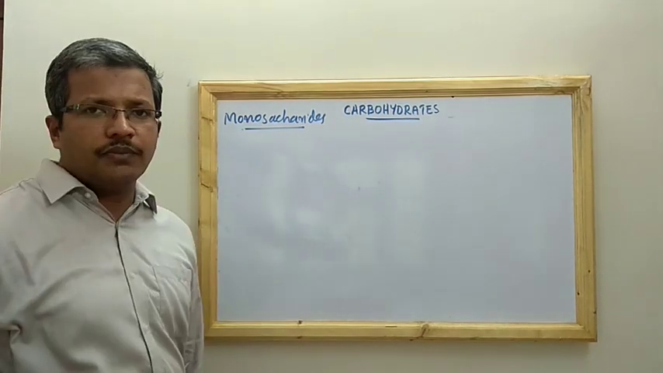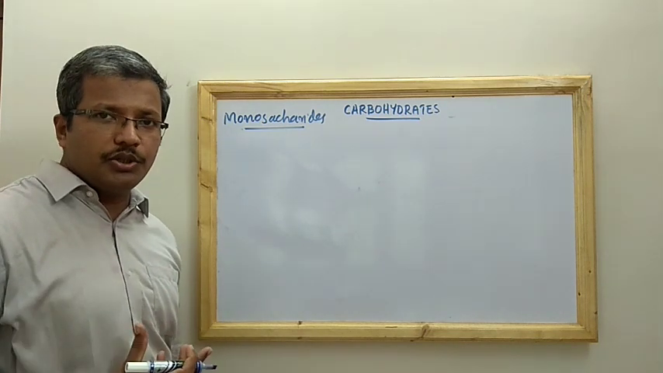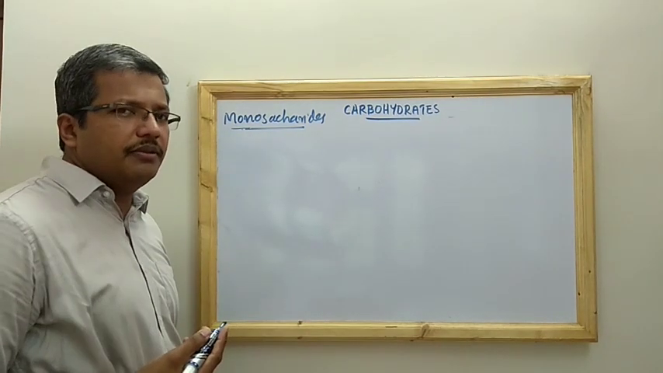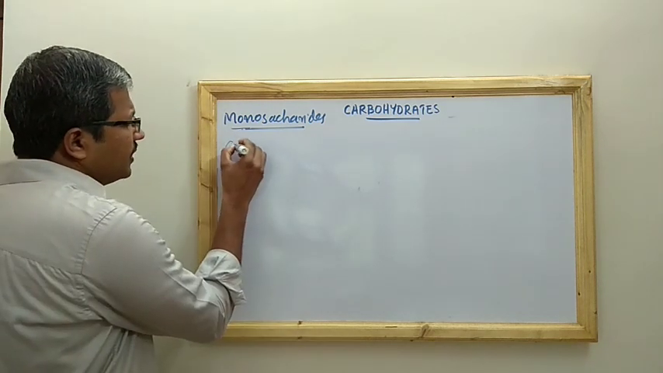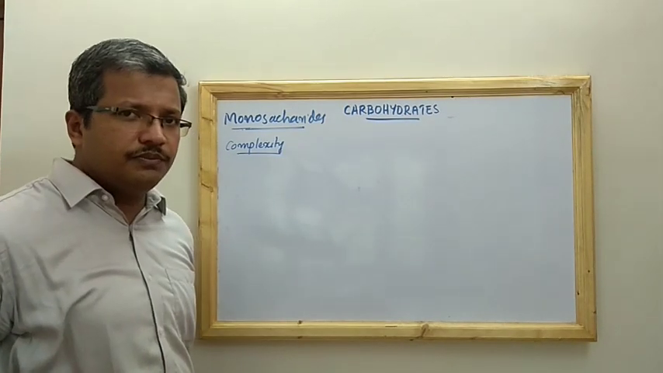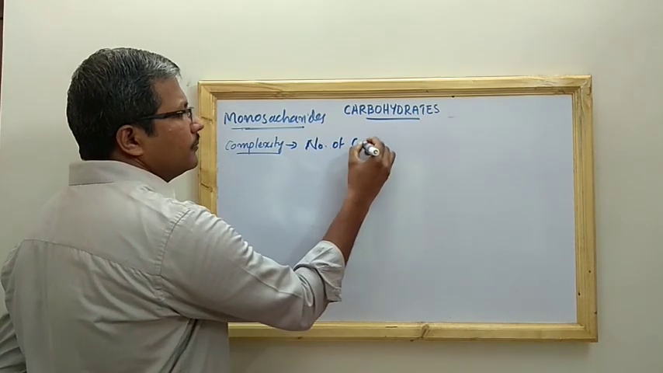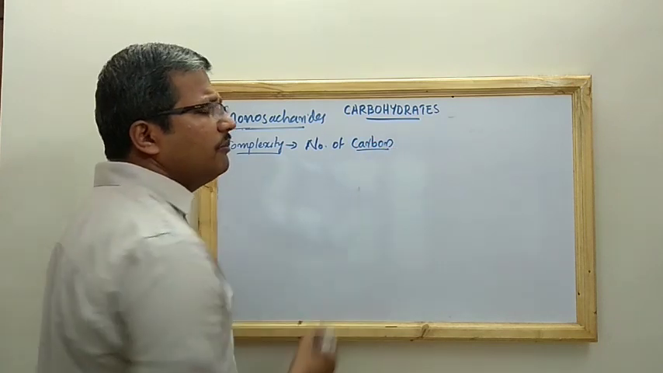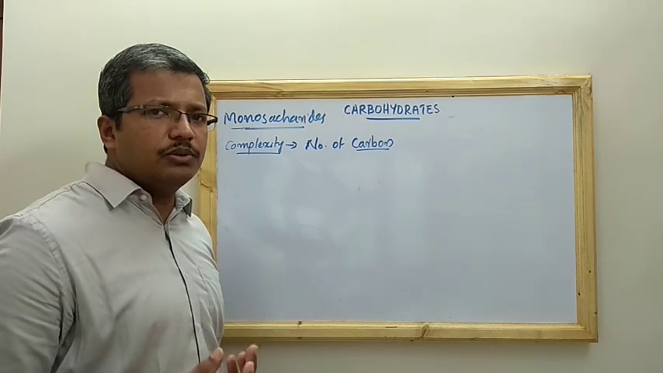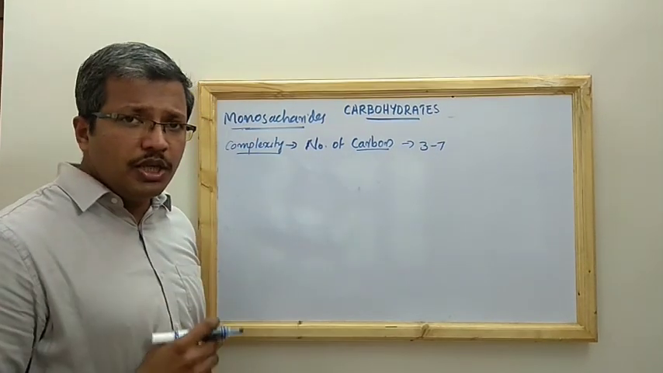So monosaccharides, we know, are the carbohydrates which contain only one sugar unit. Here we can further classify monosaccharides into different groups based on complexity. It is actually based on the number of carbons present in the monosaccharide. Normally, the number of carbons is 3 to 7 in the case of monosaccharides.